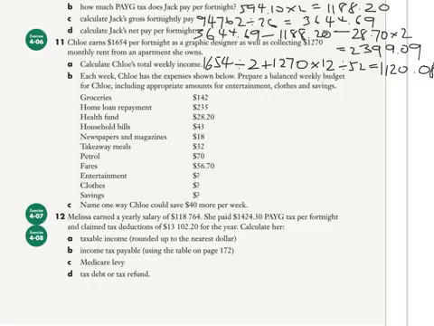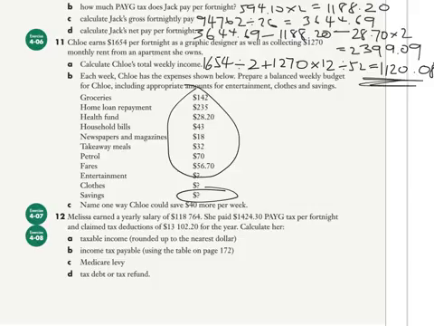Okay, now each week Chloe has expenses shown below. Prepare a balanced budget. Okay, so that's basically pretty simple. Work out her costs. Put in some entertainment and clothes just as long as she has some savings from her weekly income.